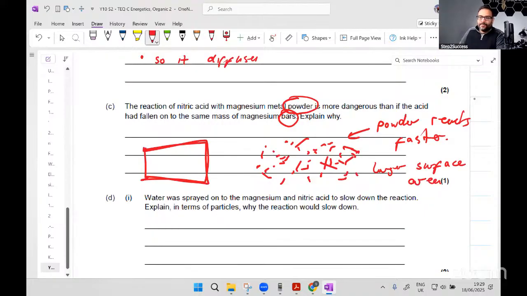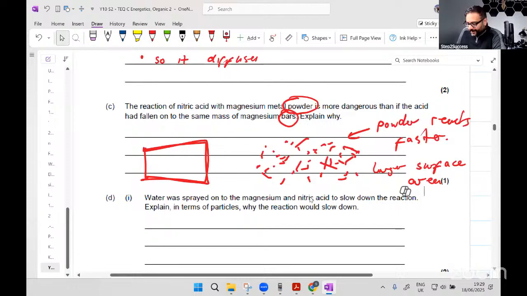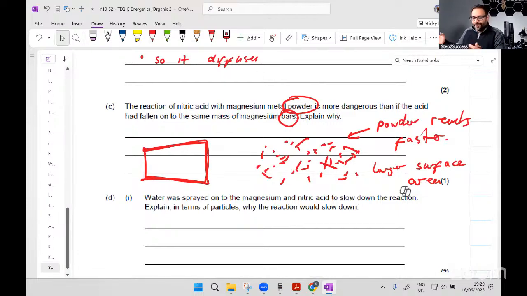Okay, that's what makes it more dangerous. Okay, so you have to explain that it has a faster reaction because it has a larger surface area. Water was sprayed on the magnesium and nitrate to slow down the reaction. What do you think throwing water on something does to it? It cools it down. So you want to explain it lowers the temperature.